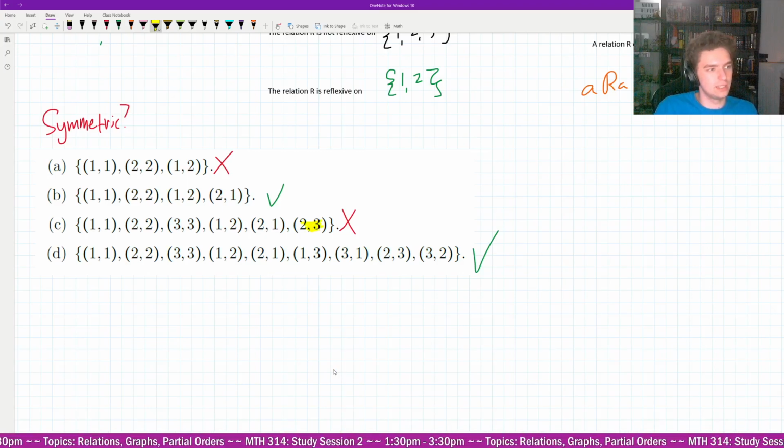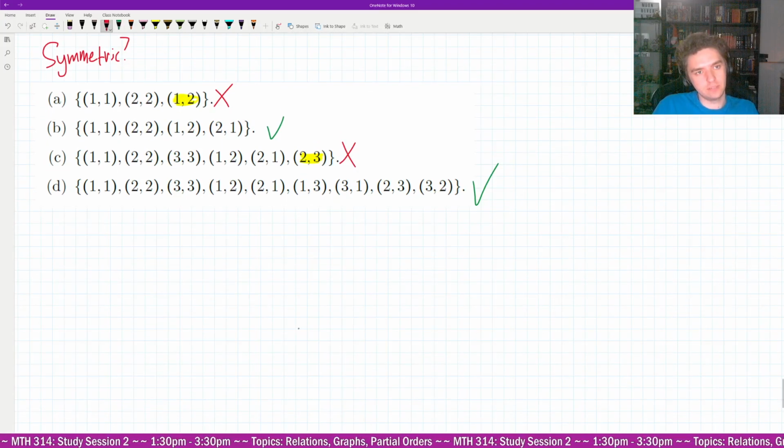There you go. Because it has 2, 3, but it doesn't have 3, 2, it's just not symmetric. The first one's not symmetric because it doesn't have 2, 1. And that's it. So far, B and D are candidates to be equivalence relations, right? So we just have to see if they're transitive.